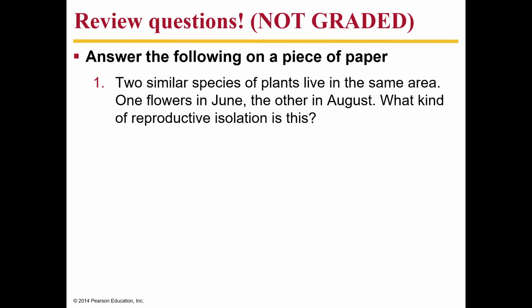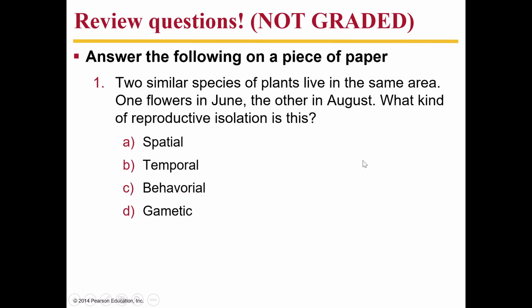So now please answer in the chat as we move forward. Two similar species live in the same area. What kind of reproductive isolation is this? All right, A, B, temporal. Okay, it is going to be temporal. Note that I said they live in the same area. There is a spatial geographic one, but it should be the temporal because it's not that they are isolated from each other, it is that temporally, in time, they are isolated. Okay?